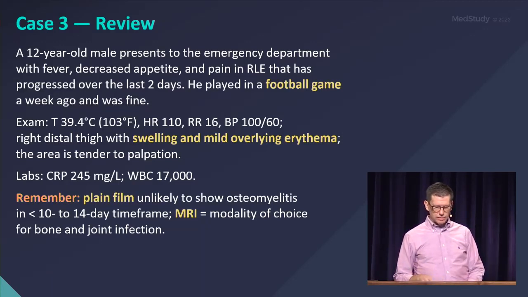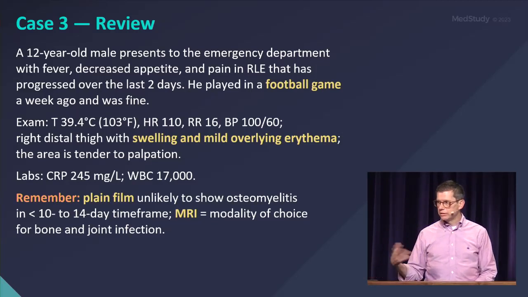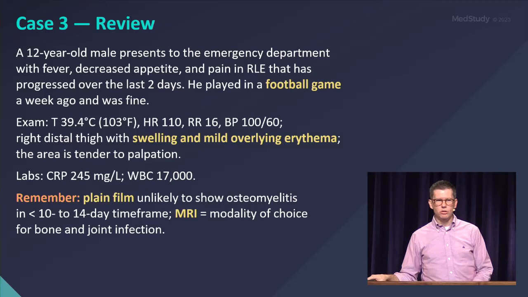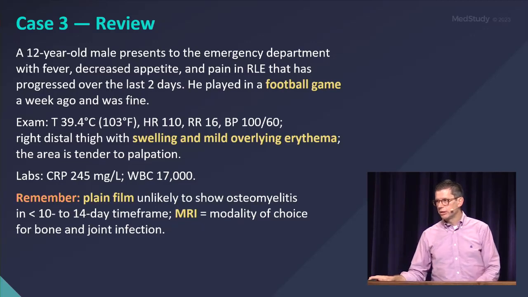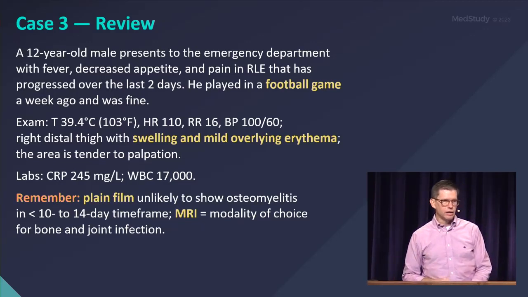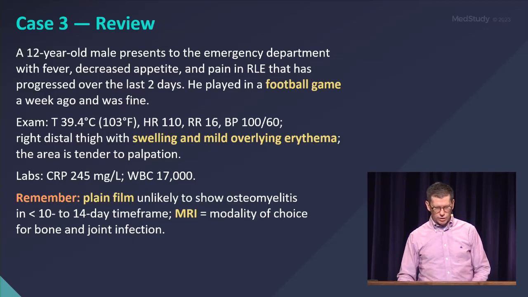The one thing I'll say about the labs, the CRP of 245 milligrams per liter, my hospital uses this value. Some places use milligrams per deciliter. So just be aware of that, because in this case, if you were to use milligrams per deciliter, it would be 24.5, which to me is not very exciting. But just be aware of what the labs show.